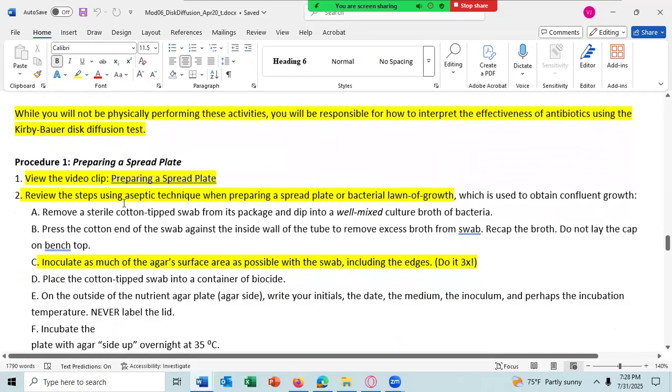For procedure 1, we have a little video for preparing a spread plate, so watch that video, and then review the steps for using aseptic technique for preparing a spread plate or bacterial lawn of growth. And let me go ahead and show you how you do that.